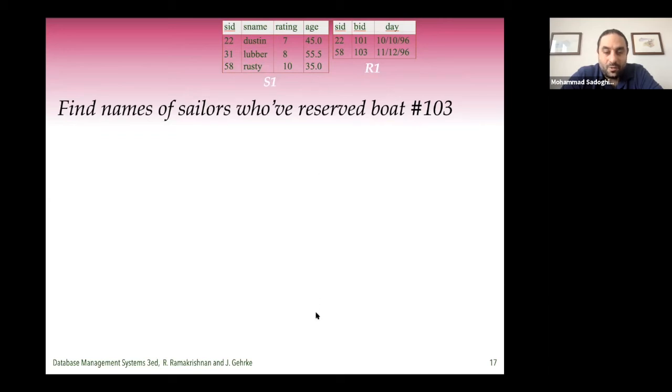So now let's look at another question. None of them are going to be as interesting or as challenging as the division, but let's look at other usage of these operations. Find the name of the sailors who have reserved boat 1 or 3. Any suggestion of how to answer that? Again, the relation S1 is our sailor, and this is our reservation table. So find the name of all sailors who have reserved a particular boat, the boat with boat ID 103.